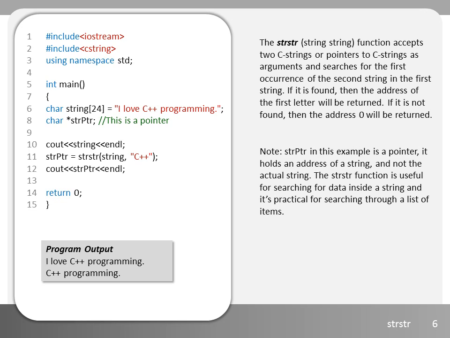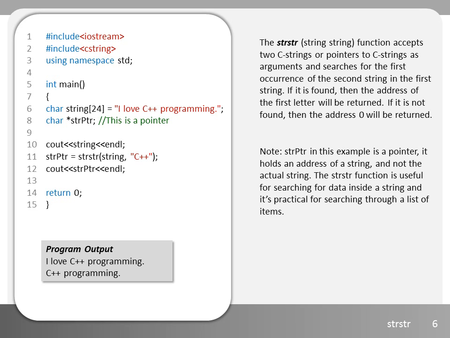The strstr function accepts two C strings or pointers to C strings as arguments and searches for the first occurrence of the second string in the first string. If it is found, then the address of the first letter will be returned. If it is not, then 0 will be returned. From the example program, we can see how this function works.